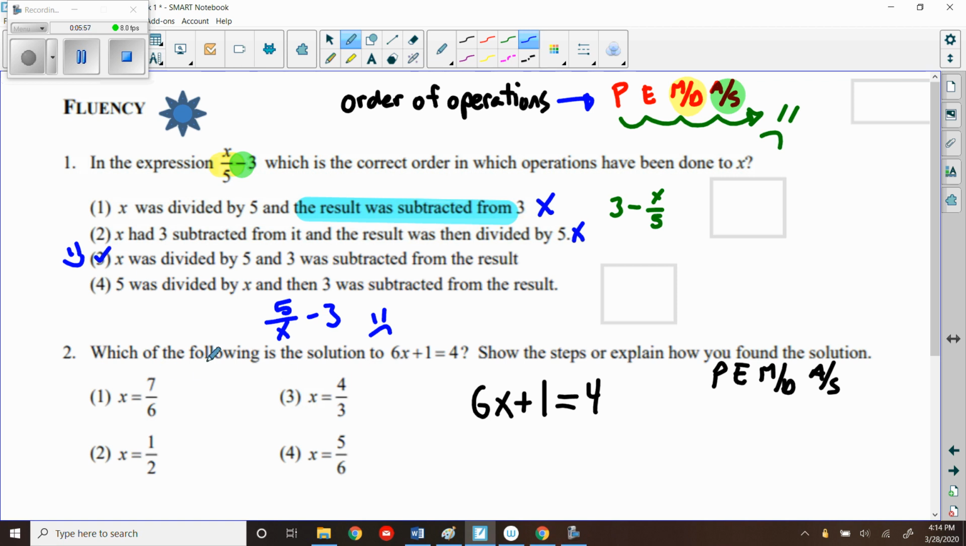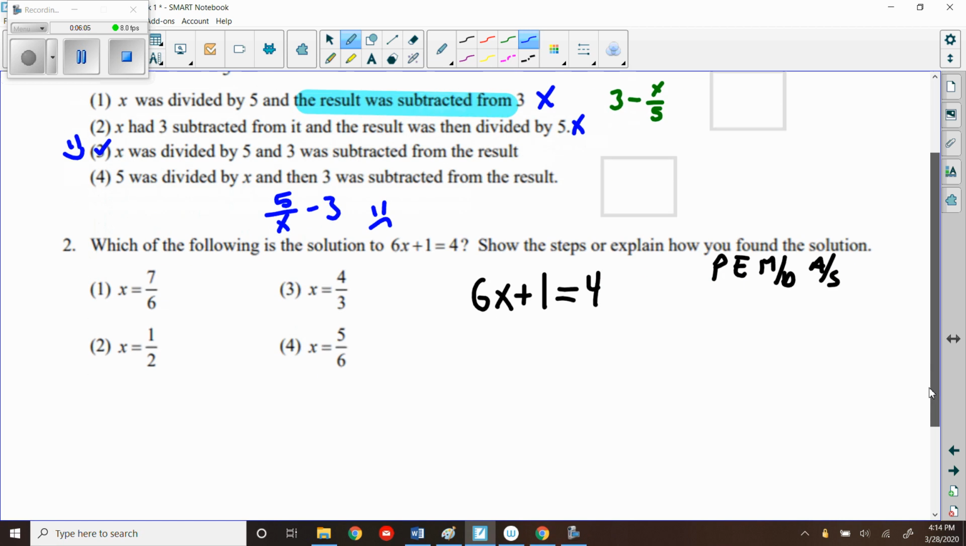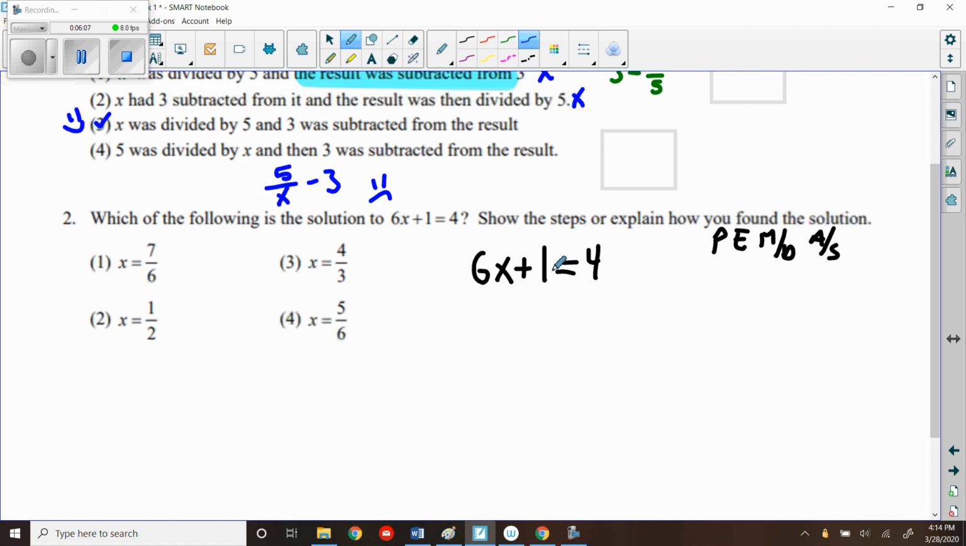Okay, which of the following is the solution to 6x plus 1 equals 4? Show the steps or explain how you found the solution. All right, this is an equation. Above, we were looking at an expression.